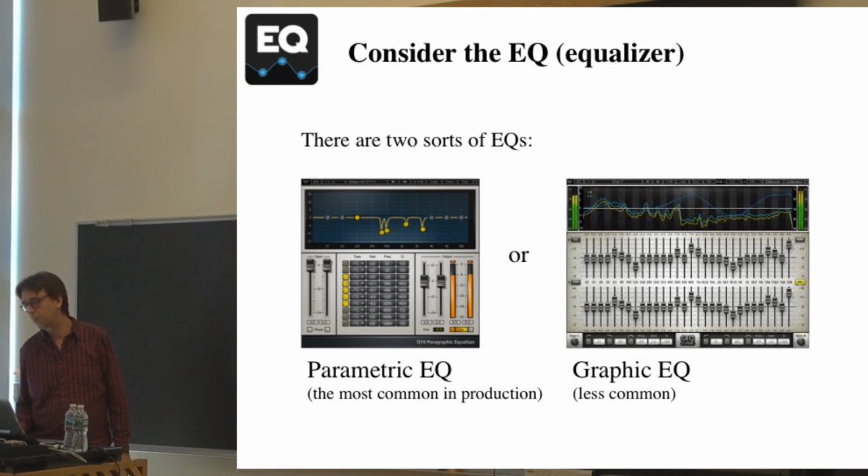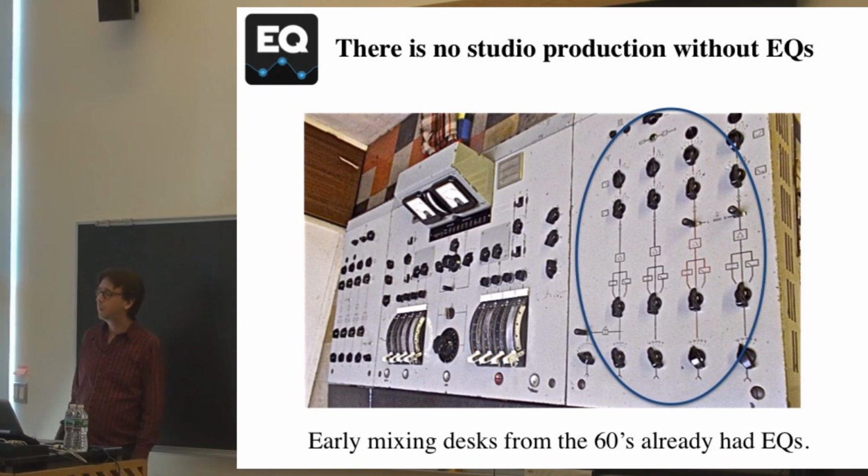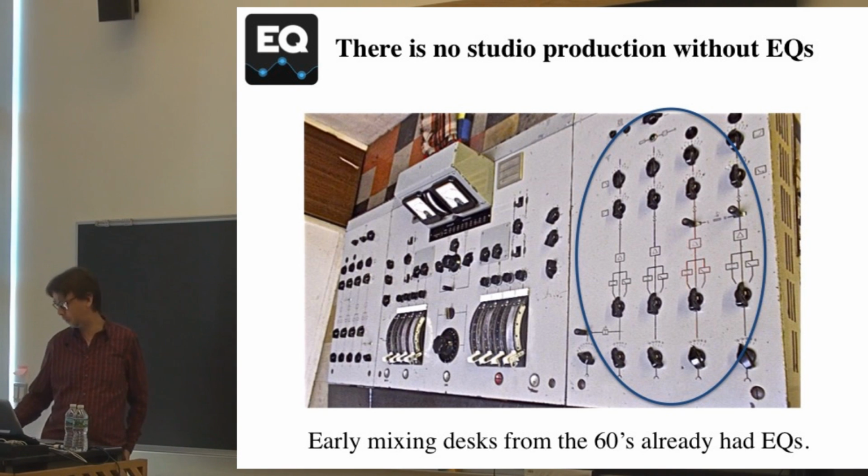It's indispensable. You can't have studio production without an EQ. This is, for instance, the mixing desk on which the Beatles recorded many albums, I think. It's got a parametric equalizer on the right, a huge one.